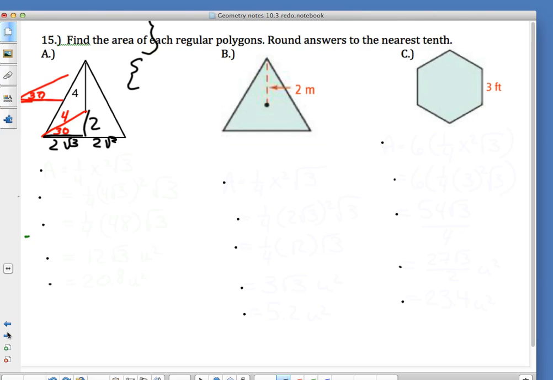This also is 2 square root of 3. That means my side length is 4 square root of 3. Okay, I now have 2 choices to find the area of this equilateral triangle. I can use 1/2 base times height, where the base is 4 square root of 3, the height is 6. I could use 1/4 x squared square root of 3, where x, the side length, is 4 square root of 3.